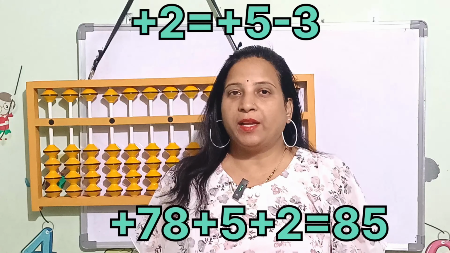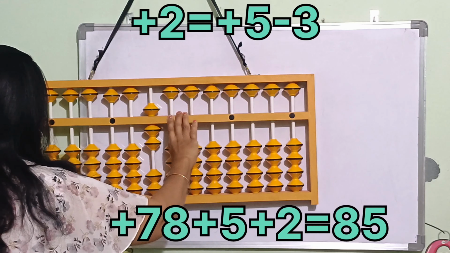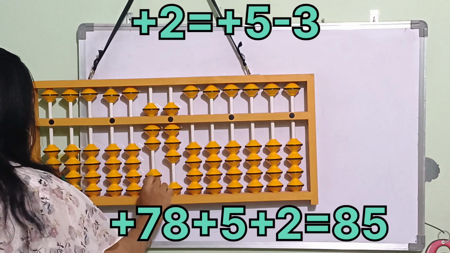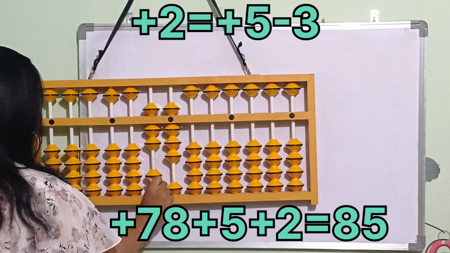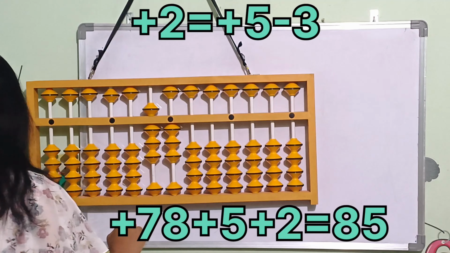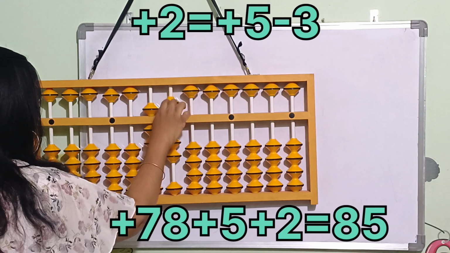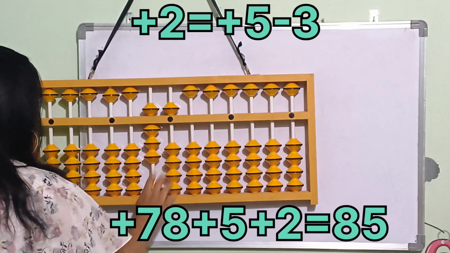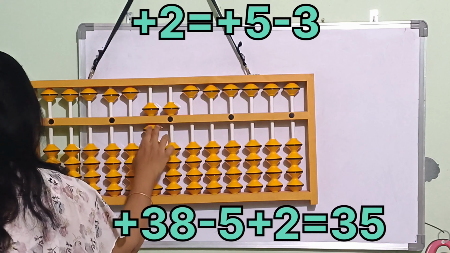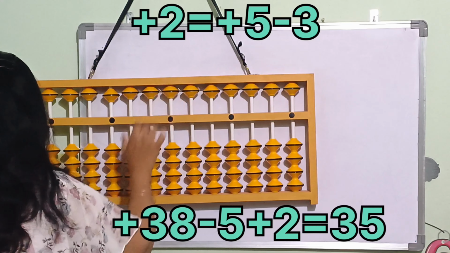The add 2 formula is add 5 less 3. 78. Add 5. To add 5 again, we will use our big friend. Add 10 less 5. Add 2. For add 2, you have to do add 5 less 3. 85 is our answer.